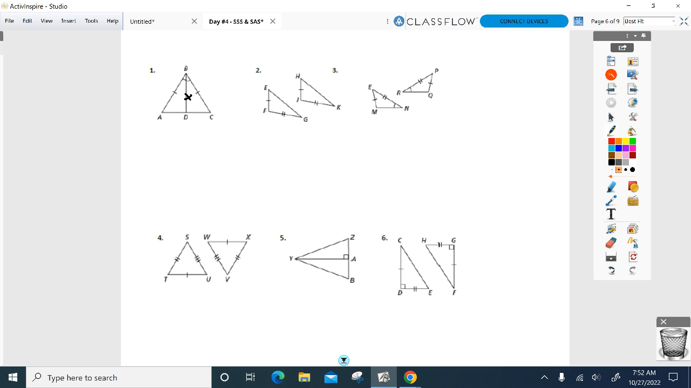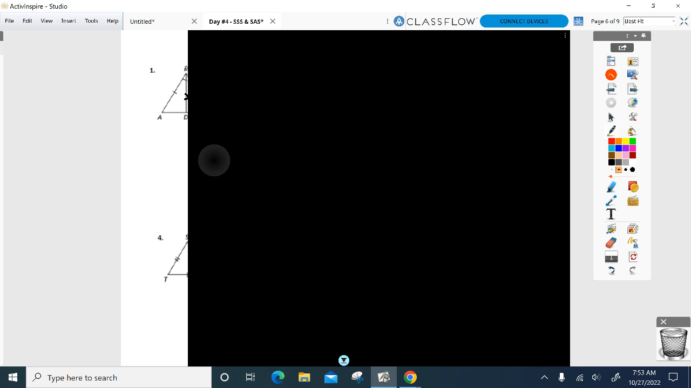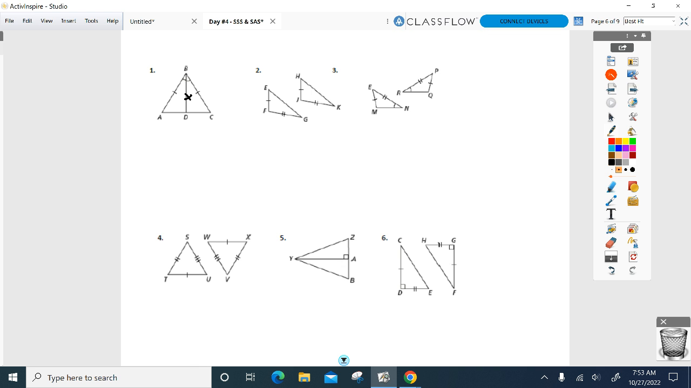Now, are these angles in between? Here's a way to test. If you're wondering if the angle's in between or not, cover up one of the triangles and say, all right, is the angle in between? Does it look in between? Yeah. So what are these triangles? They will be congruent by what method? Yes, by side angle side.